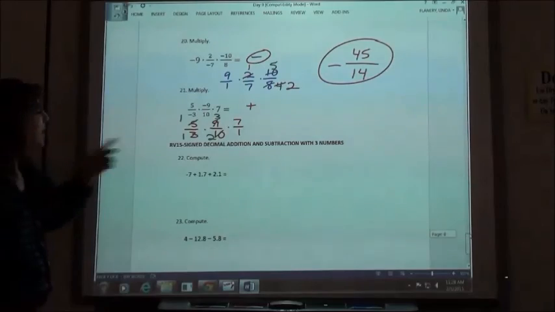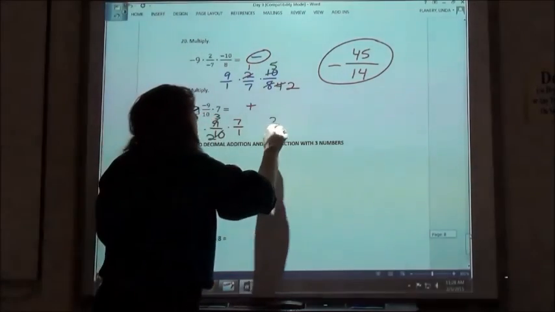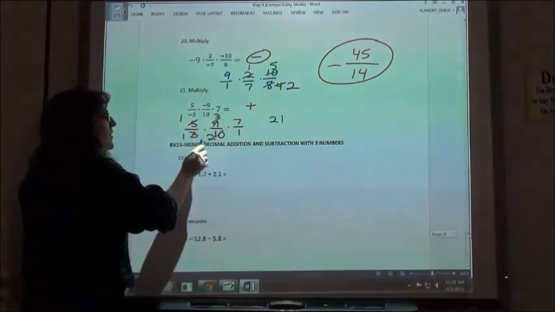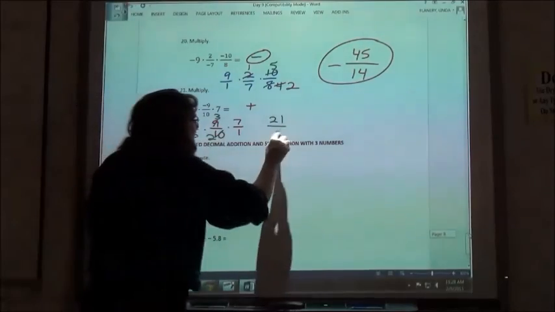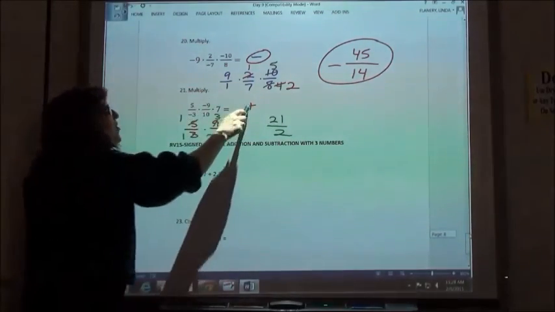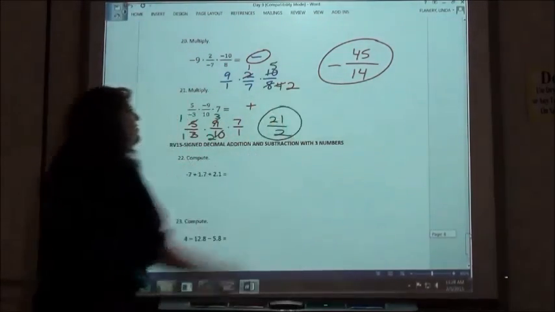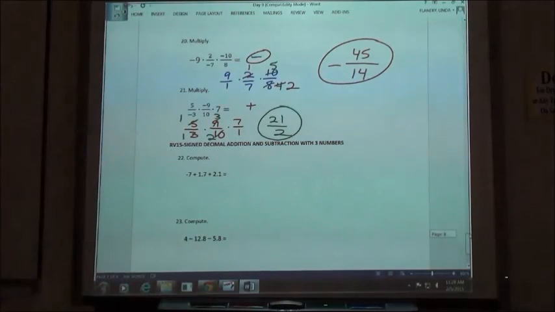So multiplying, 3 times 7 is 21. 2 times all those ones is 2. I know my answer is going to be positive, so 21 over 2 is my answer.